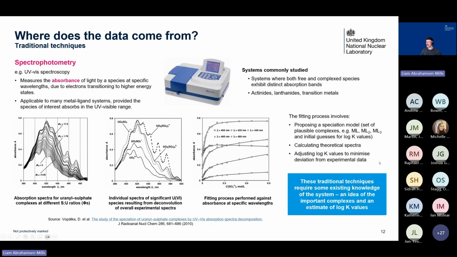So these traditional techniques do require some existing knowledge of the system. We need to have an idea of what the important complexes are before we start this process, and some estimate of the log K value. So it can't just go in completely blind and get useful data out of it.